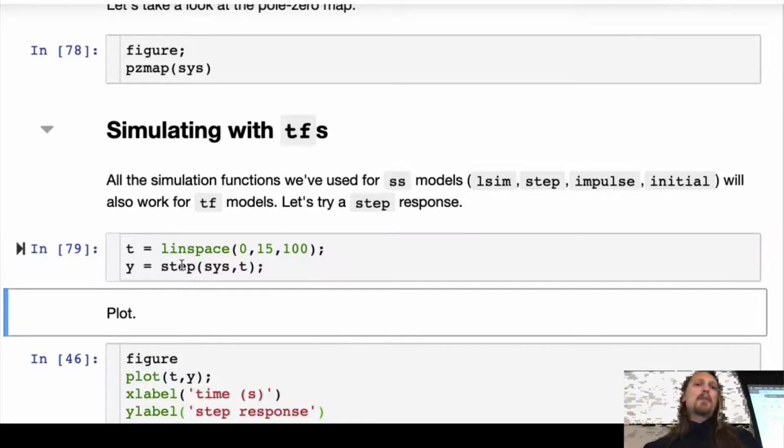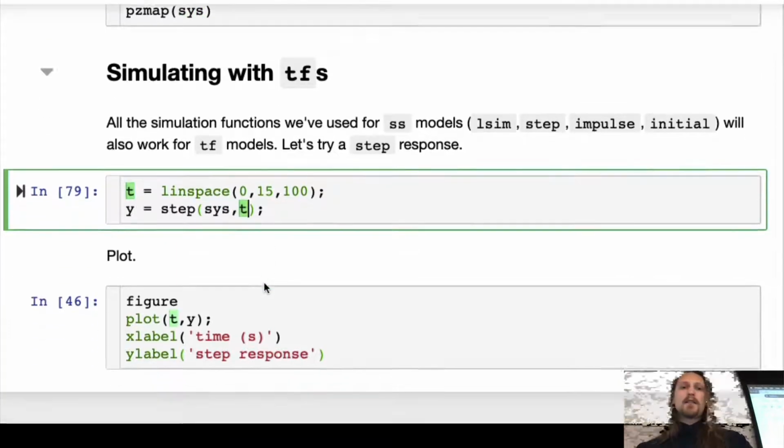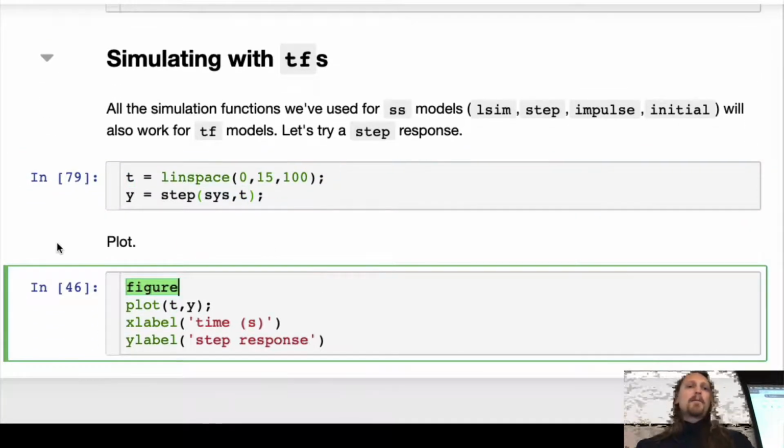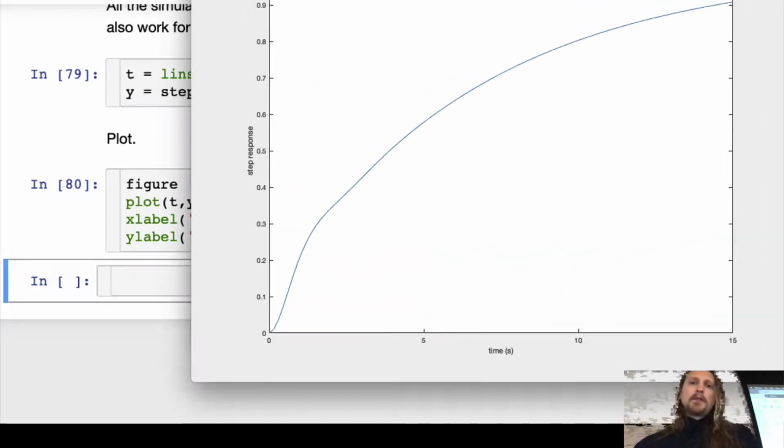So we'll use step. We'll give it the transfer function model sys that we defined. We'll give it the time array that we defined. And then we'll plot it. So open up a new figure environment. Plot t comma y. The x label is time and the y label is the step response. And we get this, which our decay rate looks about right. The dominant decay rate then is the 2-second time constant.